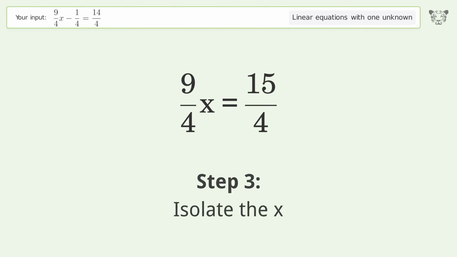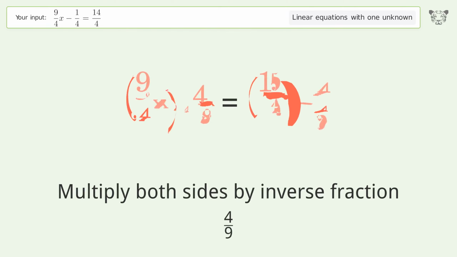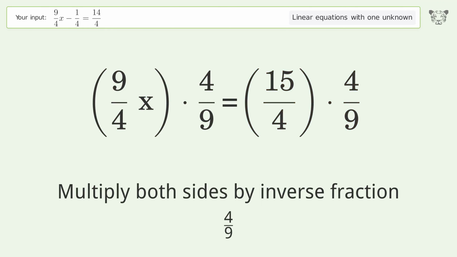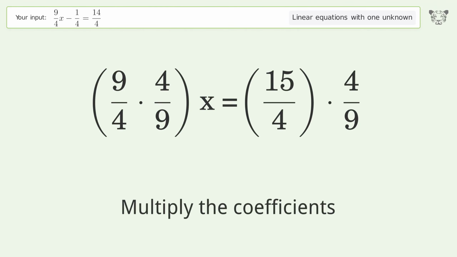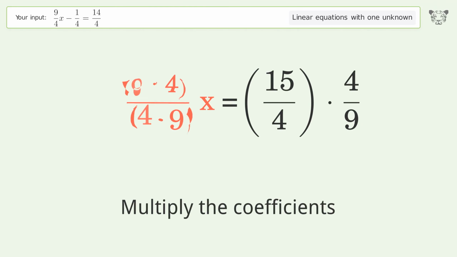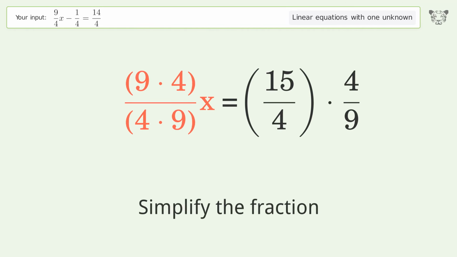Isolate the x. Multiply both sides by inverse fraction 4/9. Group like terms. Multiply the coefficients. Simplify the fraction.